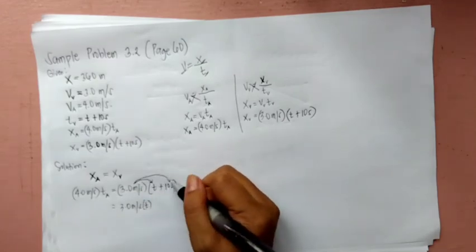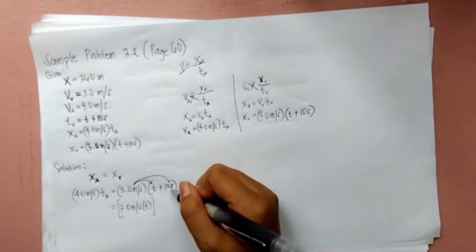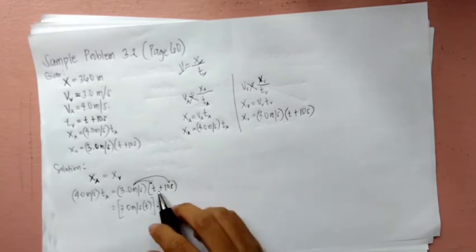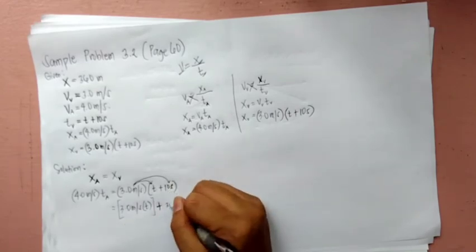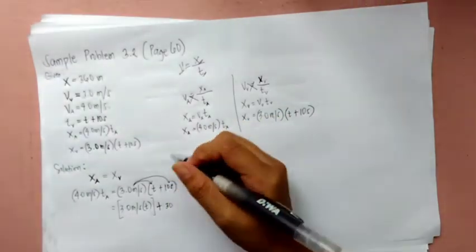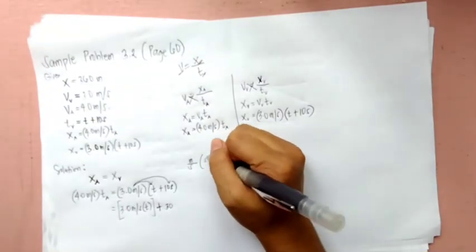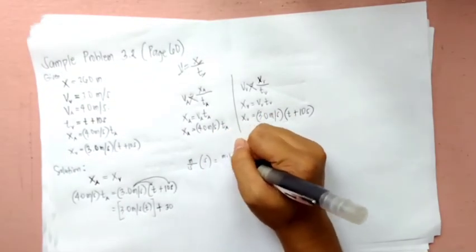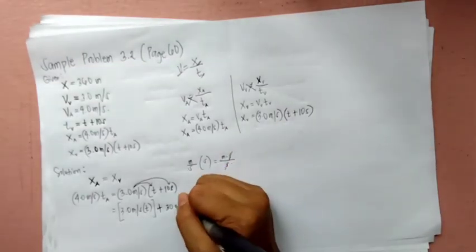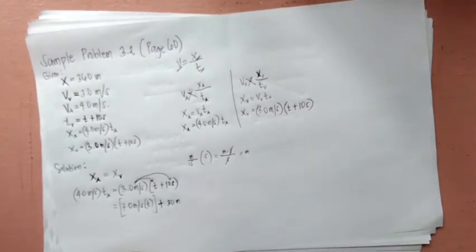And then, 3 times 10 seconds, copy the plus sign, you get 30. The unit meters per second times second, so the s will cancel. What's left is the unit meter.